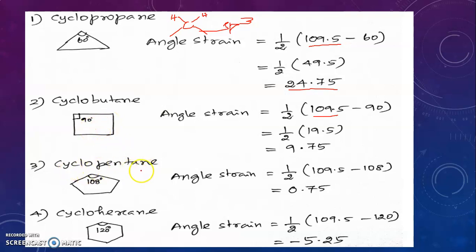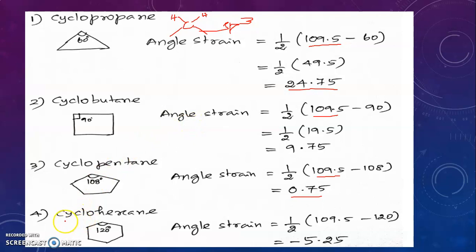Then if you go to cyclopentane and calculate the angle strain, the formula is 1 by 2, and here also the carbon is sp3 carbon. So 109.5 degrees is the normal sp3 angle minus the actual internal angle, which is 108. So 109.5 minus 108, divided by 2, gives 0.75. So 0.75 is the deviation or angle strain. Now see this, angle strain in cyclopentane is less than angle strain in cyclobutane. So cyclopentane is more stable than cyclobutane.